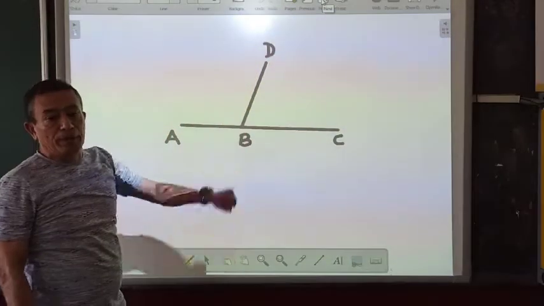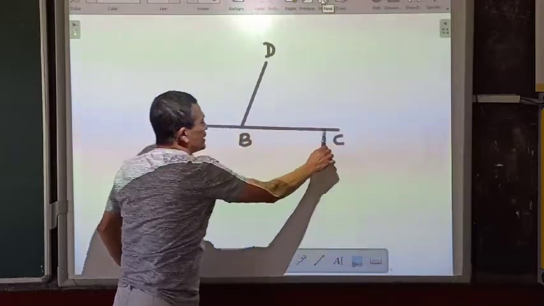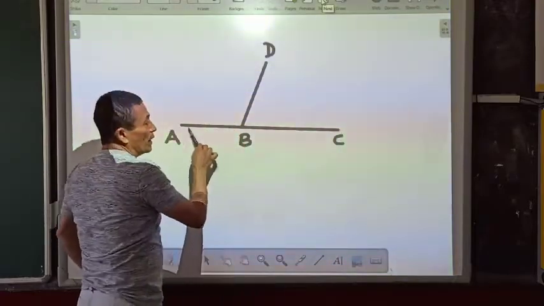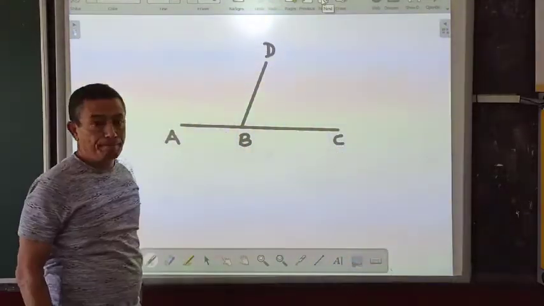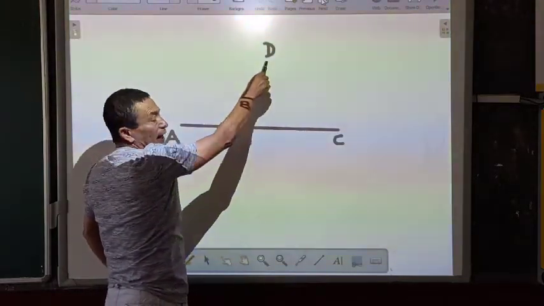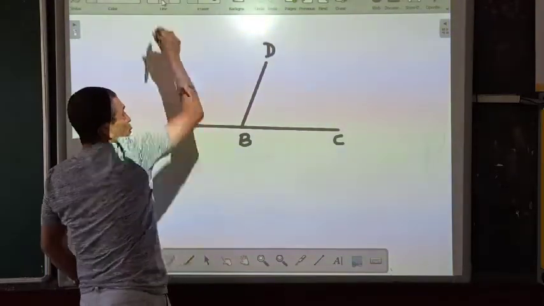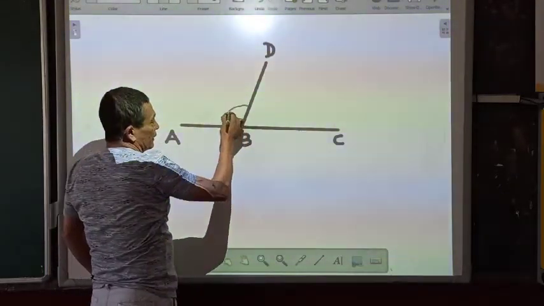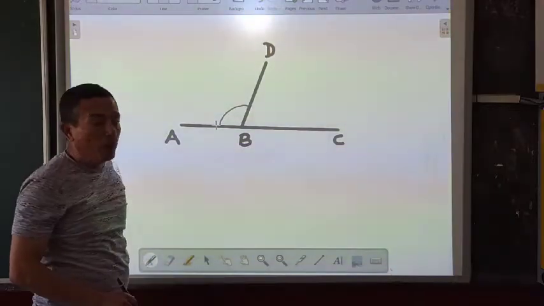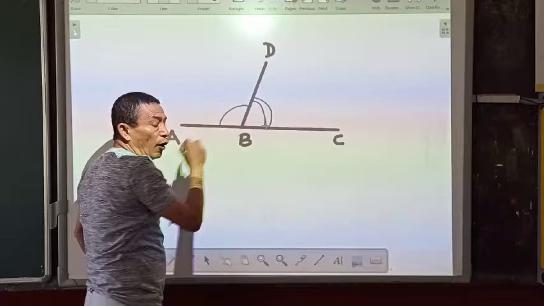Let's look at this figure. You can see that this line ABC, or AC, is a straight line, and from the point B another line has been drawn up till D. In other words, you can see that this is one angle which is formed and this is another angle which is formed here.